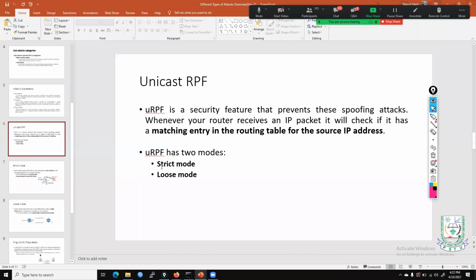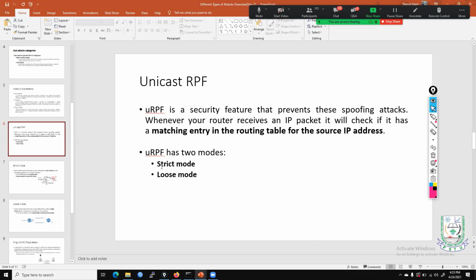Now we have learned about some kinds of malware like worms and viruses, right? I already told you about the spoofing attack. To mitigate those spoofing attacks, what can we do? We can use Unicast RPF. Unicast RPF is the process by which we can mitigate the spoofing attack. Unicast Reverse Path Forwarding is the security feature to prevent those spoofing attacks.